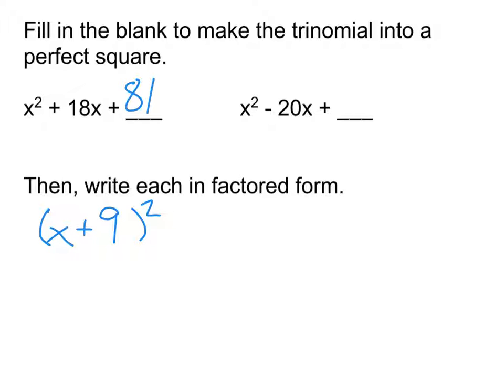All right, now for the last one, we go through the same process. Take the middle number and divide it by 2. That gives us negative 10. What's negative 10 squared? 100. Therefore, that needs to be the last number.